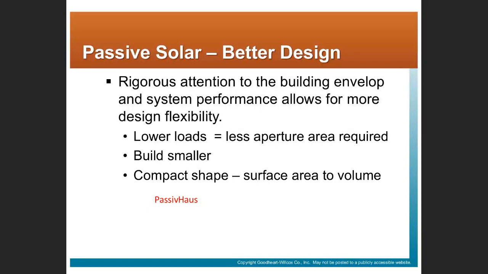Right, so if we lower the loads, we have less aperture area. Aperture area is the opening of all that glazing. The other important factor is we have to think about building smaller and building more compact, right? That's part of what the designer, the architect has to think about, right? These houses that are perhaps smaller, more compact, higher quality, right? That's part of the way that we get to higher performance.